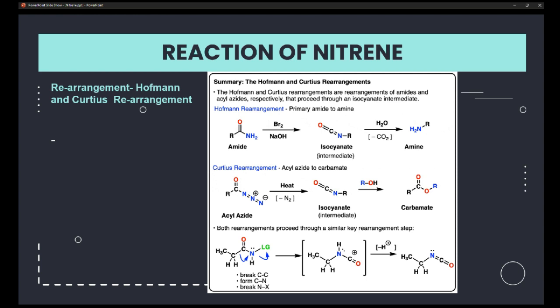In the Hofmann rearrangement, both rearrangements proceed through similar key rearrangement steps. In both rearrangements, we break the C-C bond, form the C-N bond and break an N-X bond.